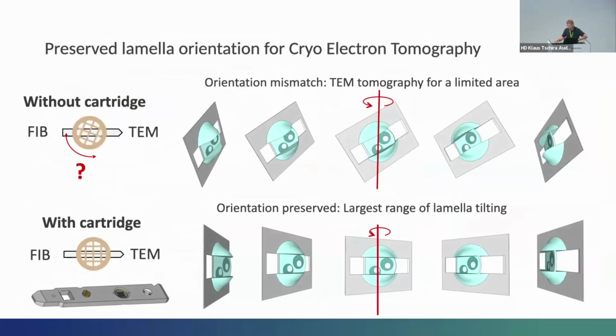From my perspective, one of the big advantages here is if I have a bare grid or an unclipped grid situation, all of these various transfer steps have a risk of losing orientation or flipping the grid, which makes it extremely difficult to know where you are when you get to the end of the process for electron tomography. Utilizing the cartridge, the sample is locked essentially after vitrification, and at that point, every step is carried out with the sample's orientation locked, which makes this stage much, much easier to link to your original starting point.